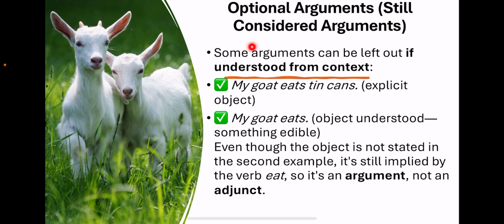Optional arguments are still considered arguments. Some arguments can be left out if understood from the context. For example, my goat eats ten cans. That has an explicit object. But you can say my goat eats without saying ten cans. So you have an option here. The object is understood, so you can remove it. Even though the object is not stated in the second example, it is still implied by the verb eat. So it's an argument, not an adjunct.